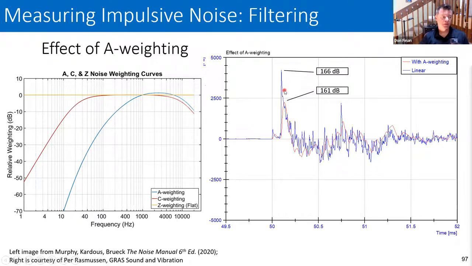This is an impulse noise. The A-weighting is the red line right here. We've moved from 166 dB to 161 dB just by applying A-weighting to it. Again, that A-weighting is actually going to reduce the peak, but also the time course is a little bit off as well. So when that peak occurs is later in time, as we showed before. So A-weighting itself is problematic in terms of measuring that actual peak of the energy itself.